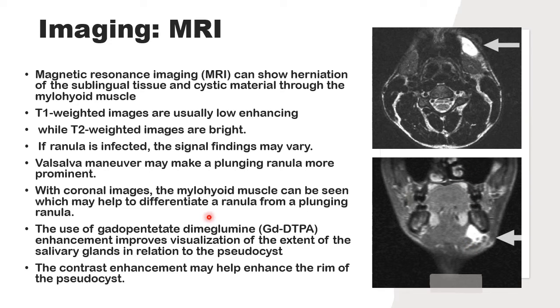Also, if gadolinium was used for the enhancement of the scan, it would show the sublingual glands clearly as well as their relation to the intraoral part of the ranula. You can also trace the mylohyoid muscle and see any defects in it or extension of the intraoral ranula behind it, through the tail sign, through the posterior edge of the mylohyoid into the neck.